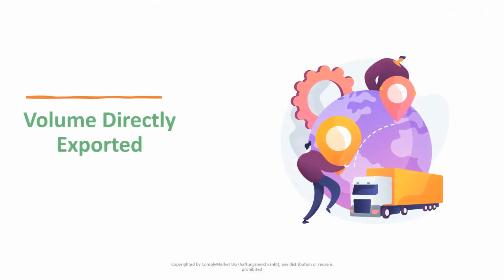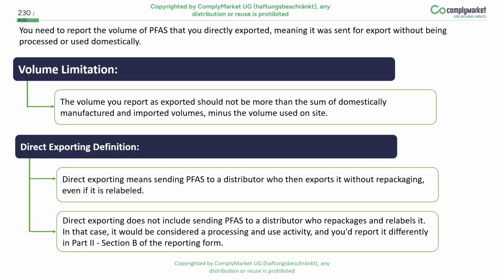Volume directly exported. So here, volume limitation: the volume you report as exported should for sure not be more than the sum of domestically manufactured and imported volumes. Direct exporting means sending PFAS to a distributor who then exports it without repackaging, even if it is relabeled. Direct exporting doesn't include sending PFAS to a distributor who repackages and relabels it.